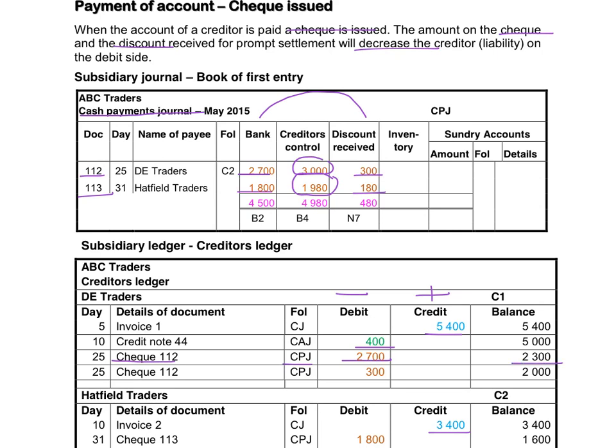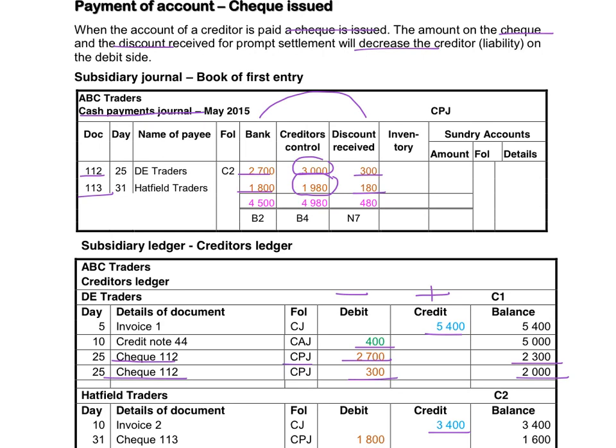So 5,000 minus 2,700 will give me 2,300. Then I will also record the discounts. I will show on this check 112, we received 300 Rand discount. The 300 Rand will reduce the balance, so 2,300 minus 300, and now our outstanding debt is 2,000.